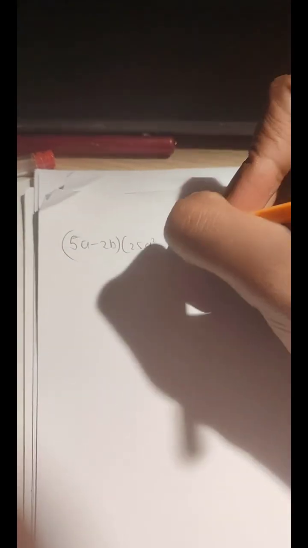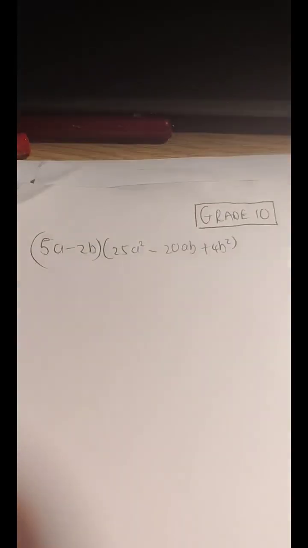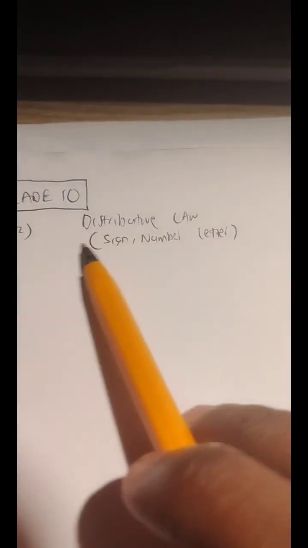So let's write it down, guys. The question itself, 5a minus 2b into 25a squared minus 20ab plus 4b squared. So distributive law, guys. Remember, distributive law: when you distribute, you consider the sign, the number, the letter. As long as we are doing that, we should be fine. You multiply the sign, you multiply the number, you multiply the letter.